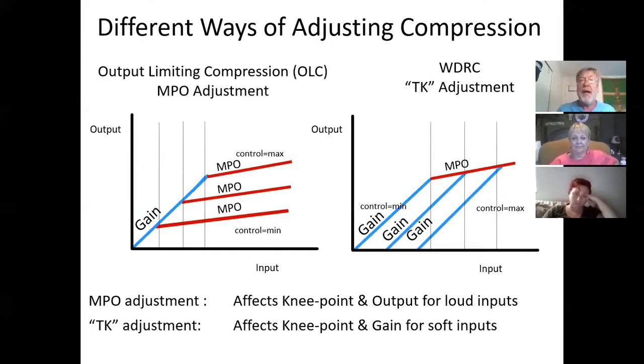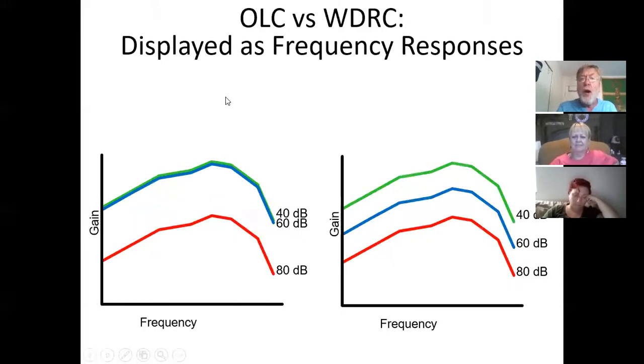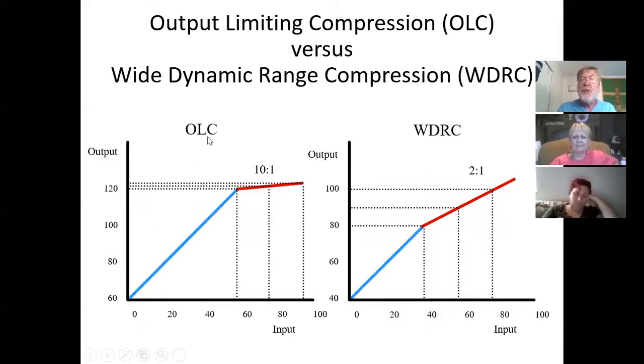Okay? Now let's look at what Angela was talking about, the TK adjustment and MPO adjustment. In other words, how were these two hearing aids adjusted? When you adjusted their compression, what happened? Okay, what's the adjustment doing when you're playing around? Now, I'm not talking volume control. How is the compression adjusted?